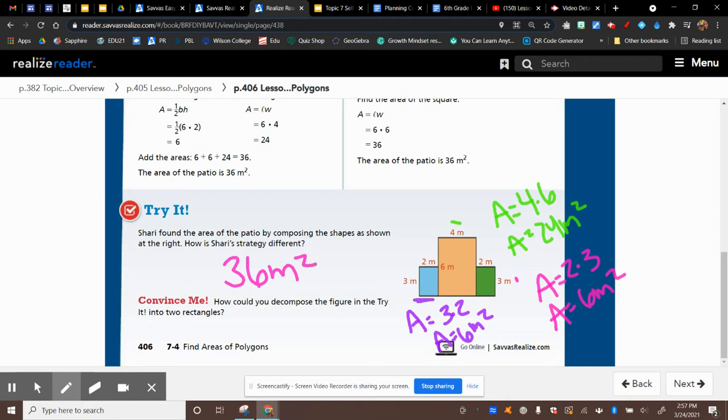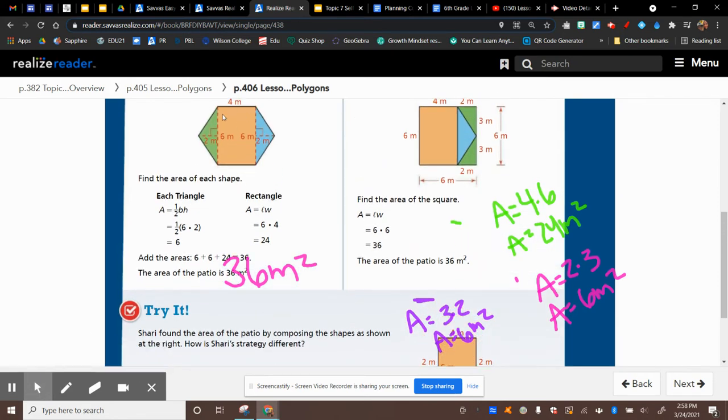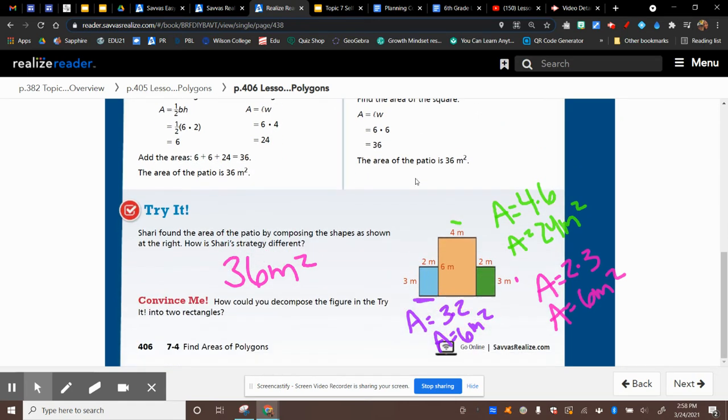So we get the same answer as when we decomposed the rectangle into identical triangles, and then we also decomposed it into a square. So decomposing this shape in many different ways, we are still able to find the area. The important part is making sure that you are decomposing it in a way that is appropriate.